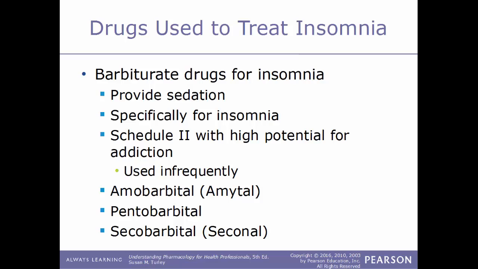Another category of drugs that are used to treat insomnia are barbiturate drugs. And these act by providing sedation, and specifically for insomnia. And these are a Schedule II drug with a high potential for addiction. So these are going to be used infrequently. And some examples of this kind of drug would be amobarbital, known by the trade name Amytal, pentobarbital, and secobarbital, known by the trade name Seconal.